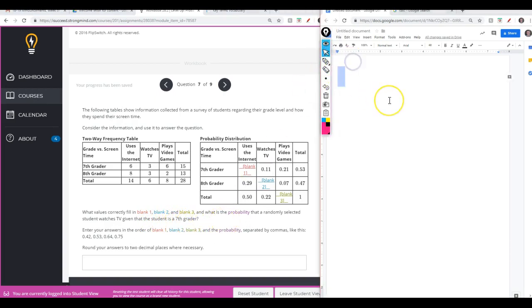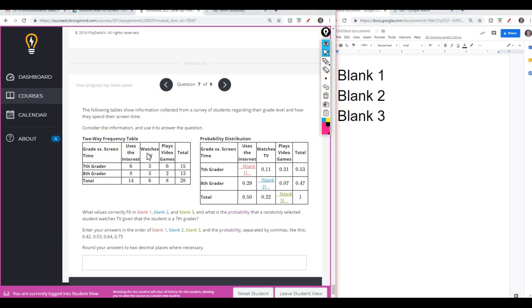Okay, so let's do blank 1, blank 2, blank 3. And again, notice that this frequency table is the actual number of the people that they counted from the survey. So there was a total of 28 people that they counted from the survey. 6 of them were in 7th grade and uses the internet. 3 of them were in 7th grade and watches TV. 6 of them were in 7th grade and plays video games. So there was a total of 15 7th graders. So that's how you're going to interpret this.